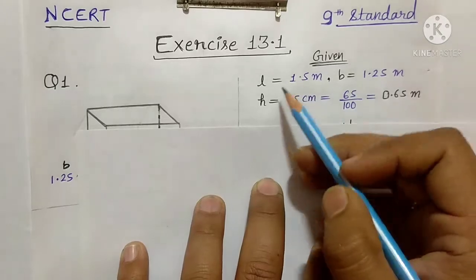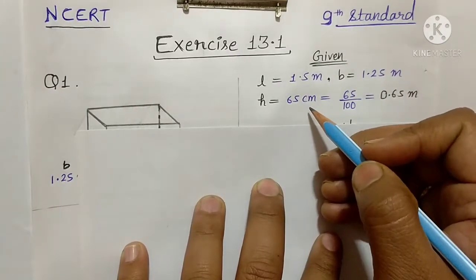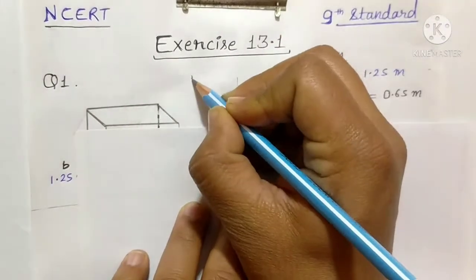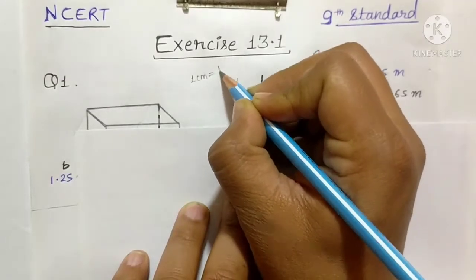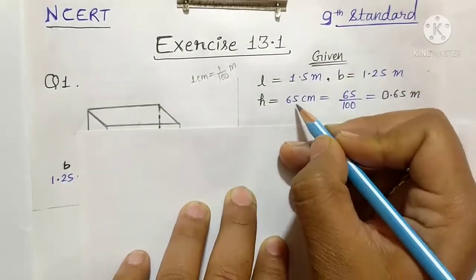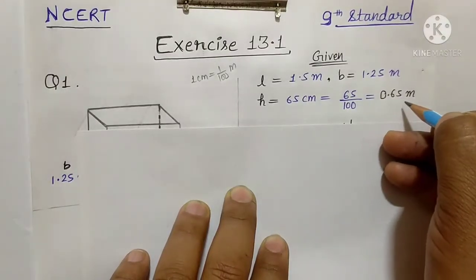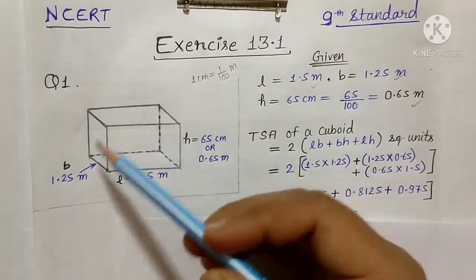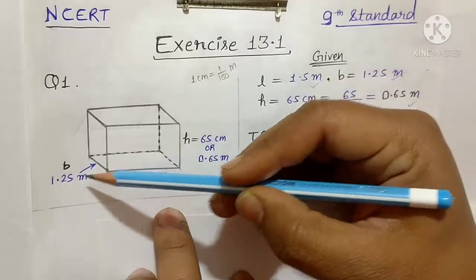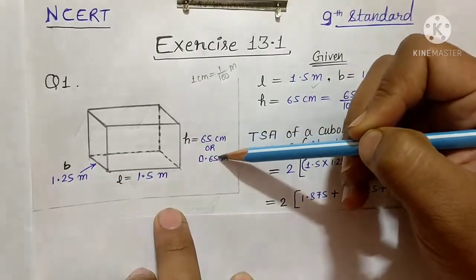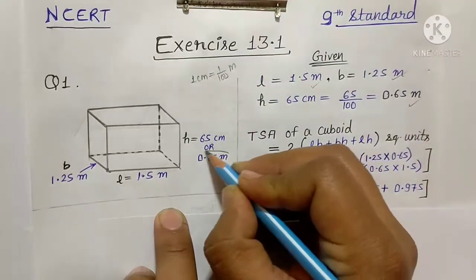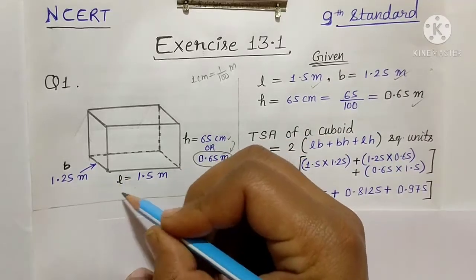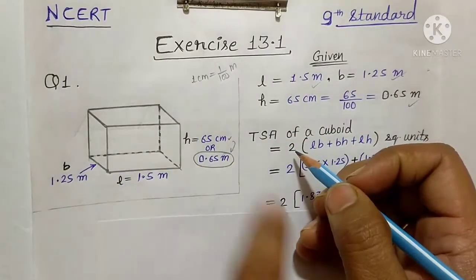So according to the question, I have written length, breadth and height. The height, 65 centimeter, was given, so I will convert it into meter. We know that 1 centimeter equals 1 upon 100 meter. So 65 centimeter equals 65 upon 100, which means 0.65 meter. So we have converted into meter, meter and meter. Okay, so we can see we have made the diagram here. Here you can see length, this is breadth, and this is height, which is 0.65 meter. Now it was given in centimeter, we have converted into meter because length and breadth both are given in meter only. Now we have to find how much total area they have used.